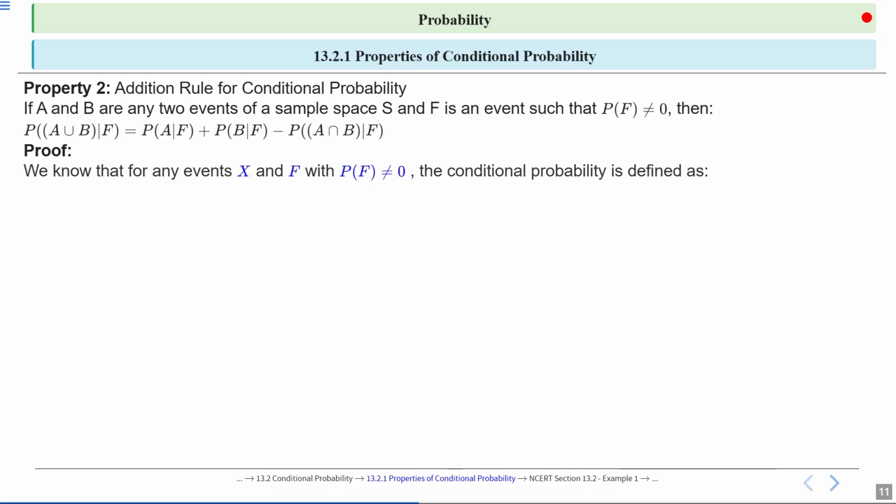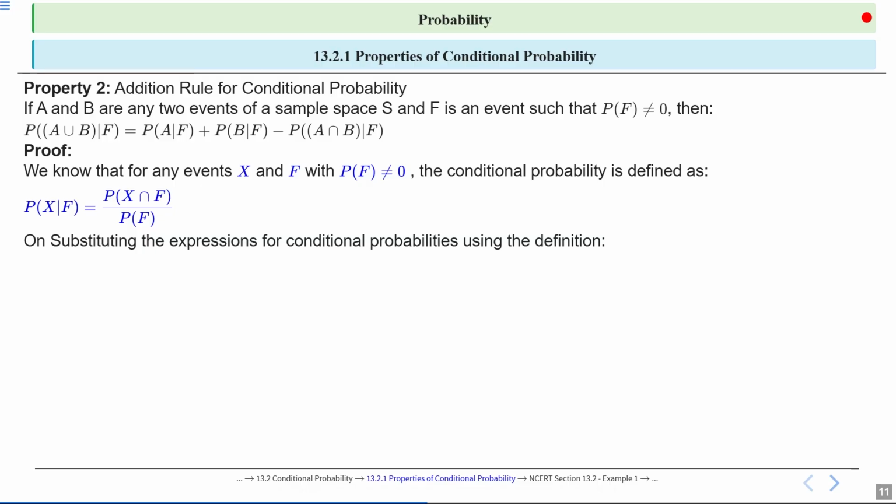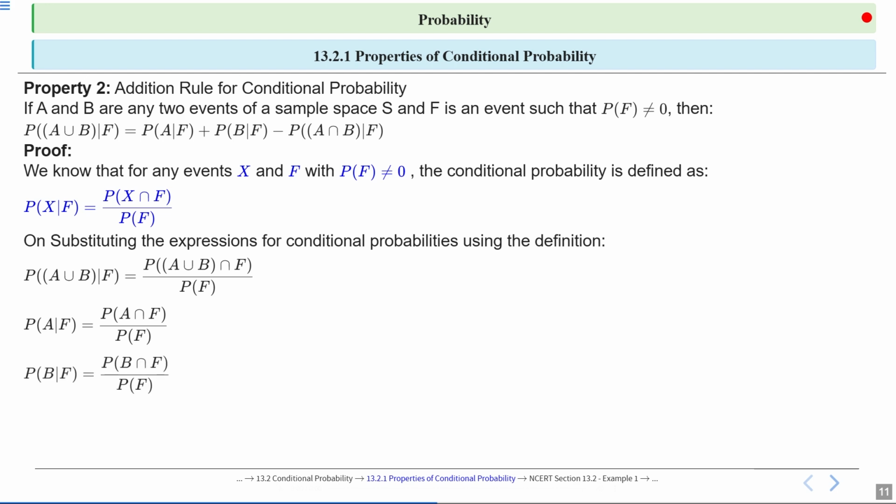So let's see the proof of this. We know that for any event X and F with probability of F not equal to 0, the conditional probability is defined as probability of X upon F is equal to probability of X intersection F upon probability of F. So on substituting the expression for conditional probabilities using the definition, probability of A union B upon F is equal to probability of A union B intersection F upon probability of F. Probability of A upon F is equal to probability of A intersection F upon probability of F, and probability of B upon F is equal to probability of B intersection F upon probability of F.